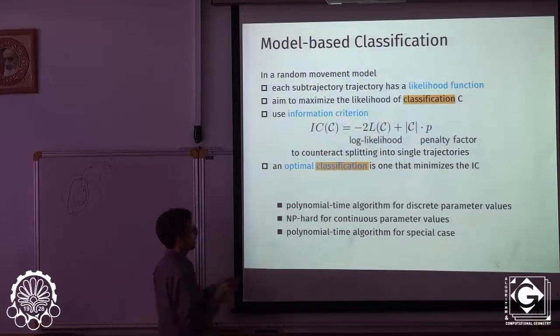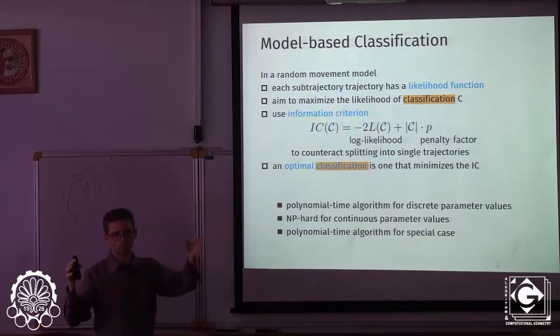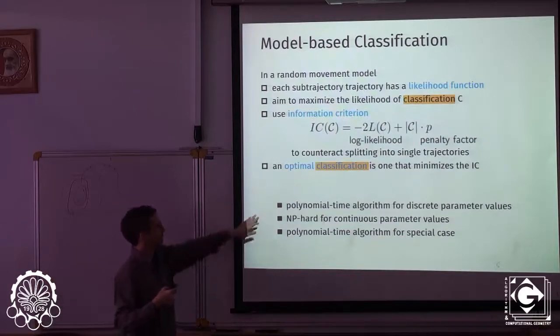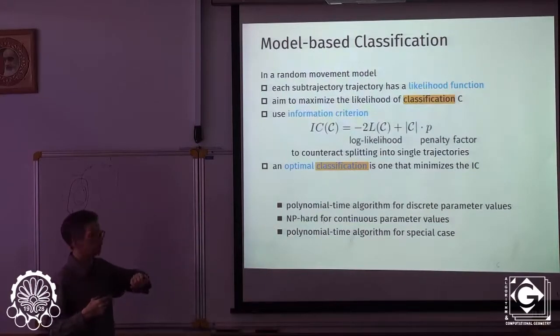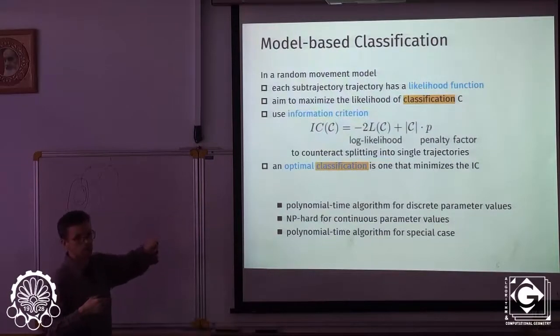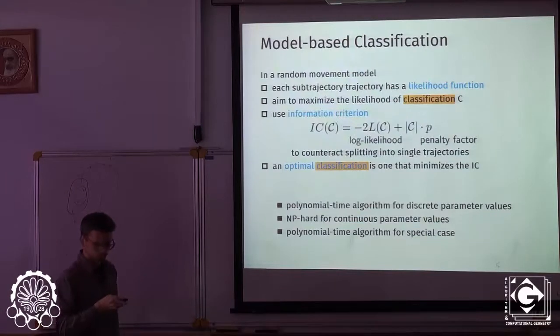And the results here are if we have only a discrete number of parameter values that we allow to use. So essentially, if we say instead of having a continuous range of values, we're going to sample the space, so then I get this discrete number of values that I might want to fit to, then we get a polynomial time algorithm. The general problem is NP-hard, but I'm not going to show you the proof here today. But under reasonable assumptions on how the log likelihoods look, we can actually get a polynomial time algorithm. And this is what I'd like to focus on in the last 5 minutes.